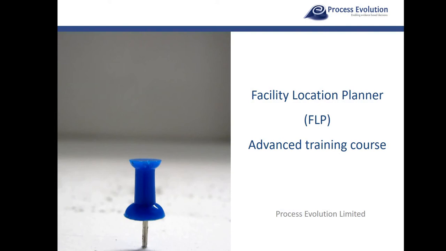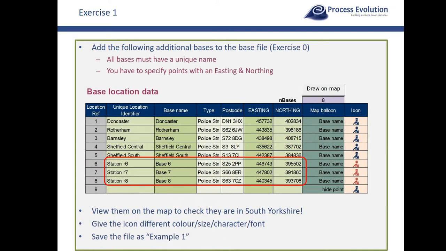So first of all, I'm going to look into the presentation. So what was called Exercise 1. We will have links to all of this material in the show notes itself. So what we have here is exercise 1, which is saying adding in 3 new bases to the model. So what we're going to do here is add in stations R6, R7 and R8, put them into FLP and make sure they can be drawn on the map.